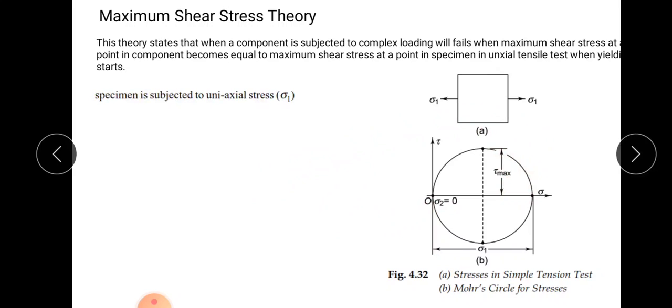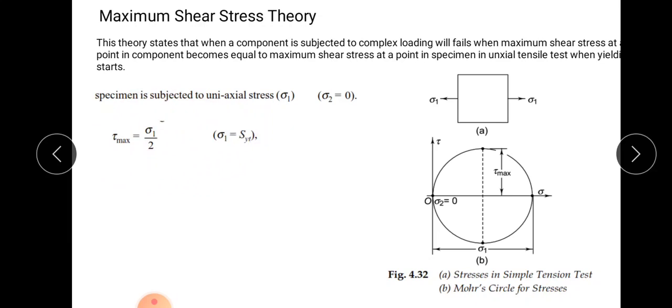Now, already I have explained the specimen is subjected to uniaxial stress, sigma 1, and sigma 2 is equal to 0. So from this Mohr circle you will get a value of tau max. When sigma 2 is equal to 0 and there is a uniaxial loading condition, this tau max will be exactly equal to half of sigma 1, the maximum principal stress. So tau max will be equal to sigma 1 upon 2. This Mohr circle I have already explained; I am repeating again. You watch the last videos where you will understand how to graphically plot this Mohr circle. So tau max is equal to sigma 1 upon 2.